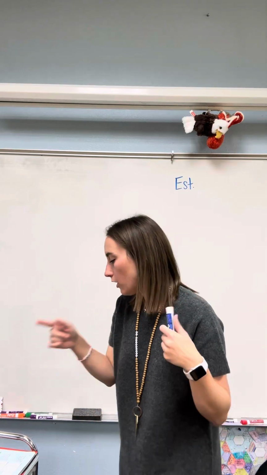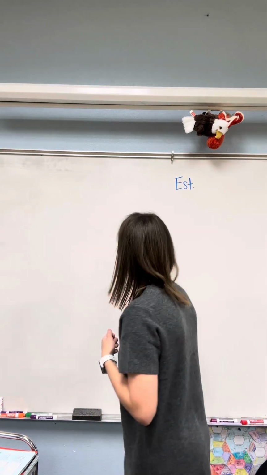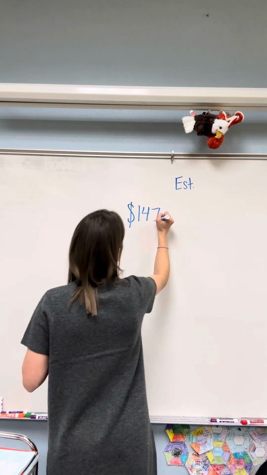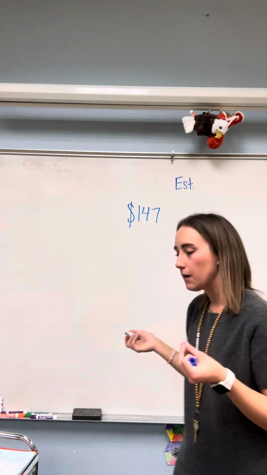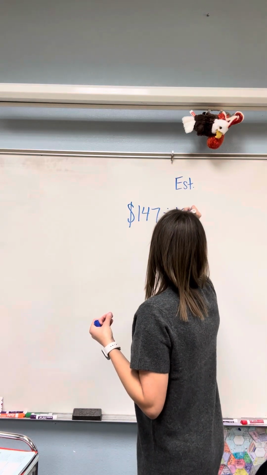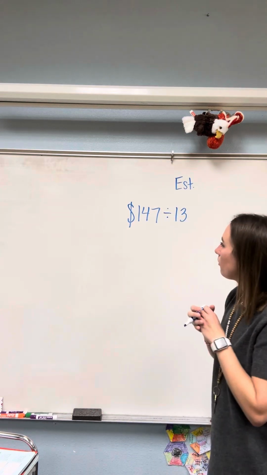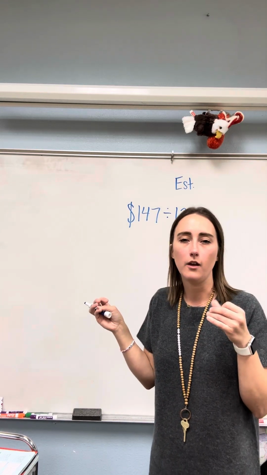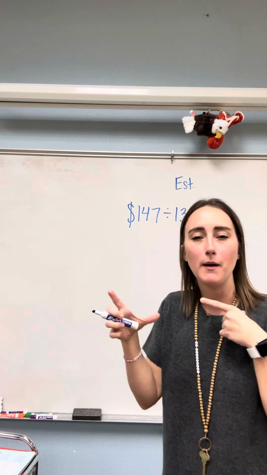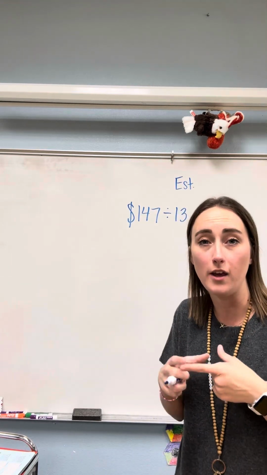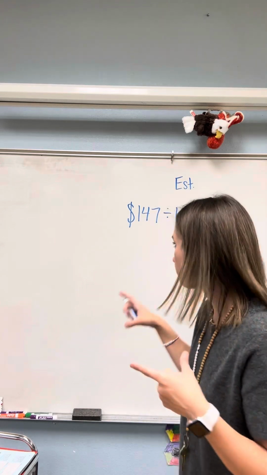So with this problem, we have $147. That's my total, 147, and I'm dividing it between $13 per poster. So divided by 13. Now, remember, there's a couple of different ways we can do this. What I might do might be different from what someone else might do. So we're going to look at a couple different ways that we could estimate with these numbers.